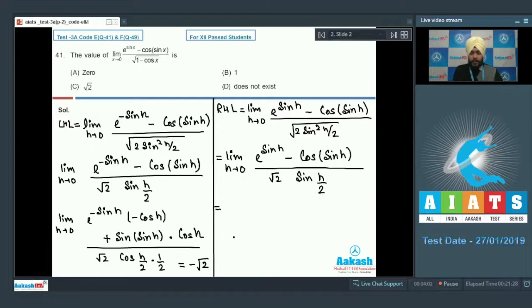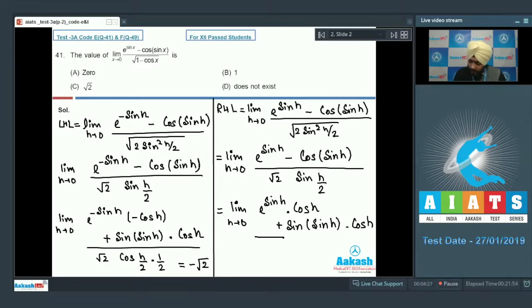So we will solve it by L'Hospital rule again. Limit h tends to 0, e raised to power sin h, the differentiation is e raised to power sin h into cos h, minus cos of sin h will be plus sin of sin h into cos h, whole divided by root 2 into cos h by 2 into 1 by 2. So we have the answer as 1 plus 0 by 1 by root 2. So that is root 2.